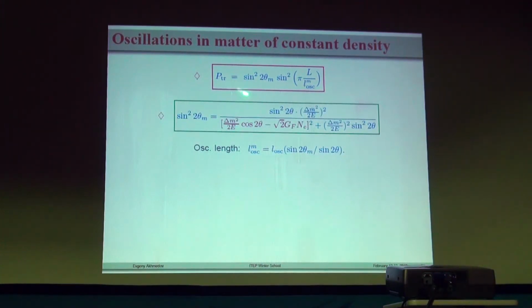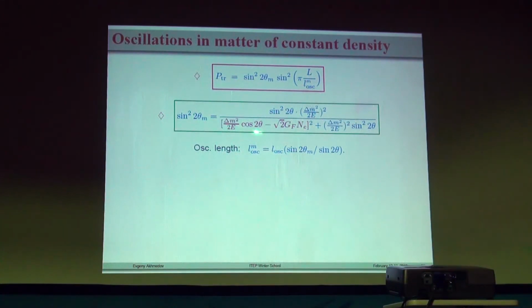Now, the amplitude of oscillation is again given by sine square of twice the mixing angle in matter. And by doing the manipulation which I just described to you, first calculating the tangent of this mixing angle and then finding the sine square of twice this mixing angle, we find this expression. This is the amplitude of neutrino oscillations in matter of constant density. And you immediately see that it has a resonance form.